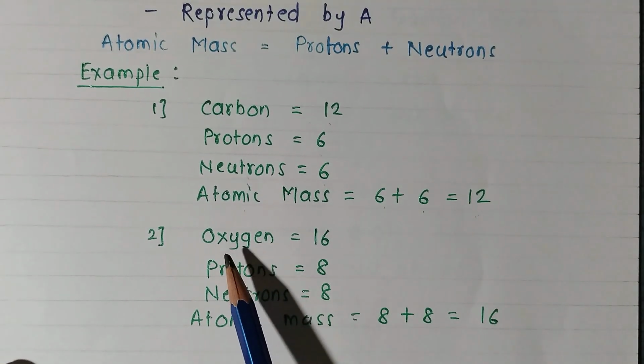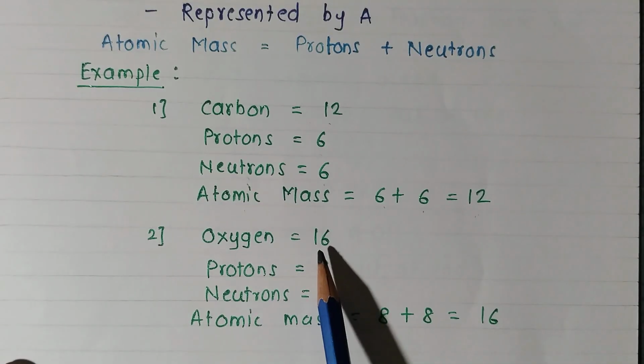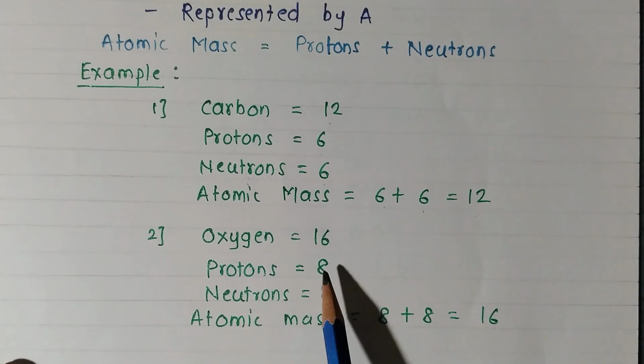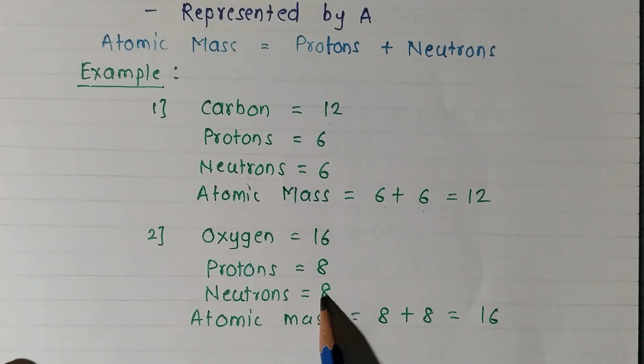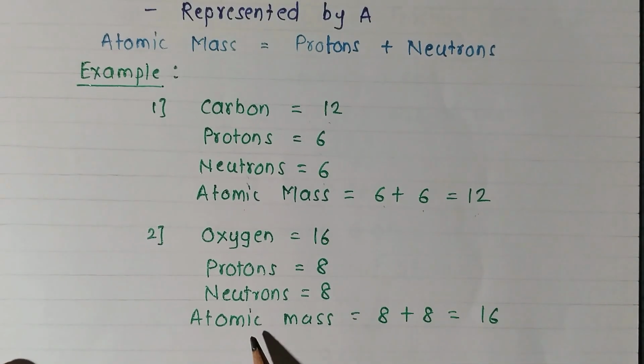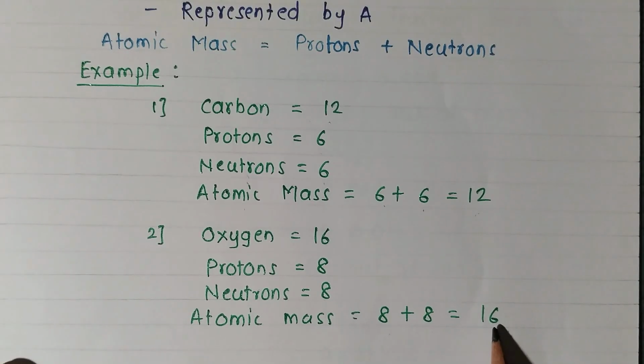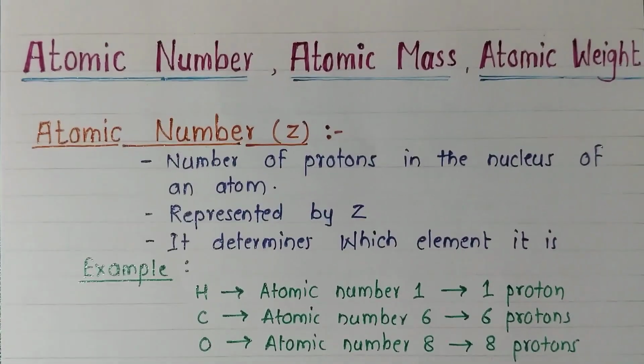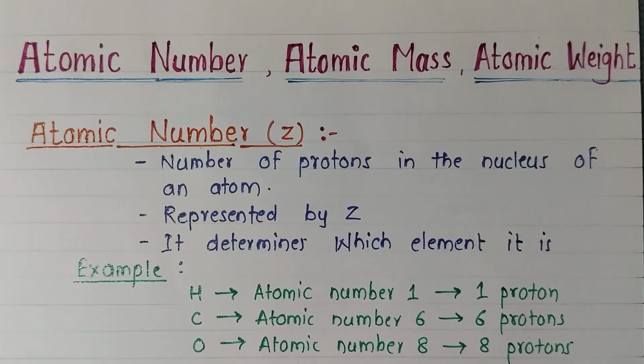Now we understand the atomic mass of oxygen. The atomic mass of oxygen is 16, which means oxygen has 8 protons and 8 neutrons. So atomic mass is equal to 8 protons plus 8 neutrons, which is 16. Atomic mass is always a whole number because it counts particles.